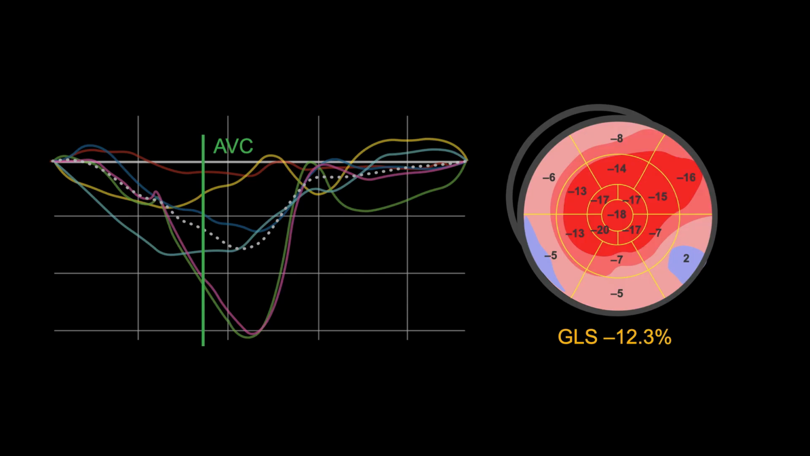The strain graph and GLS values will look very similar to the ones we described for myocardial infarction. So even though the left ventricle contraction looks normal, strain imaging can detect myocardial damage earlier. Lastly, strain imaging can be used to assess hypertrophy.